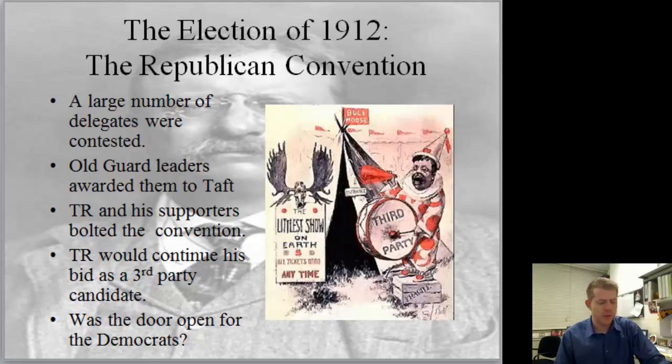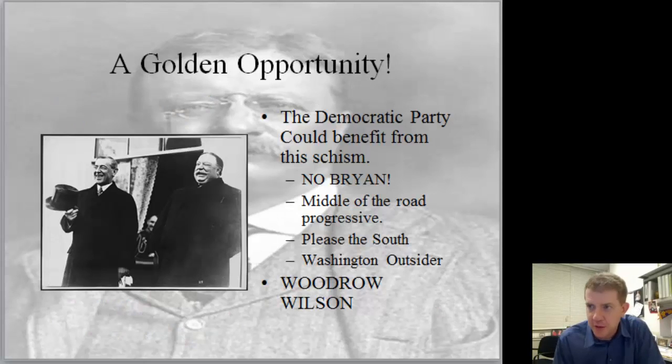They start their own third party, which you have here. We talked about charismatic yesterday. The Bull Moose Party is this third party, this progressive Republican Party, that Teddy Roosevelt is actually going to run for president on in 1912. And the fact that the Republican Party is now literally split between two parties makes the Democratic Party's position even stronger. So it's a golden opportunity. The Democratic Party would benefit from this schism, this break in the Republican Party.